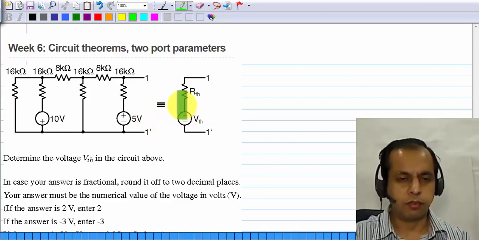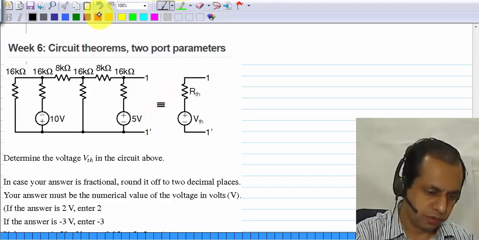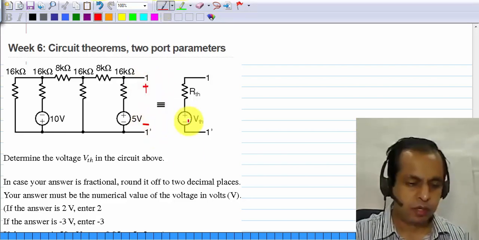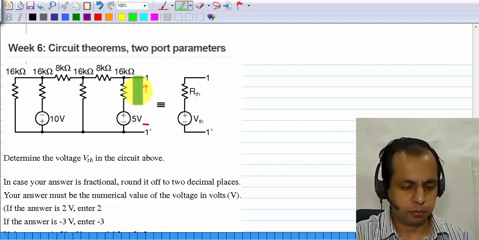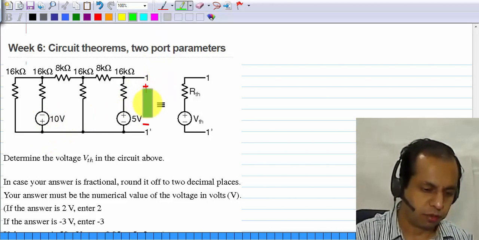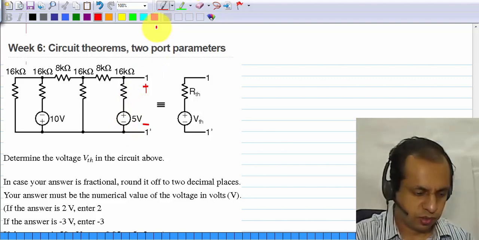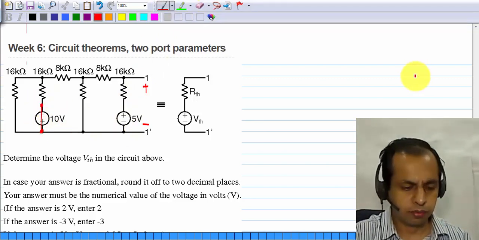You know that the Thevenin voltage is the open circuit voltage that appears between these two. Okay. Now when you have two sources, you can use a variety of methods. I'll use superposition, that is you activate one source at a time and find the contribution to this voltage. So when I'm looking at the contribution of this 5 volt source, I have to set the other source, the 10 volt source, to 0.